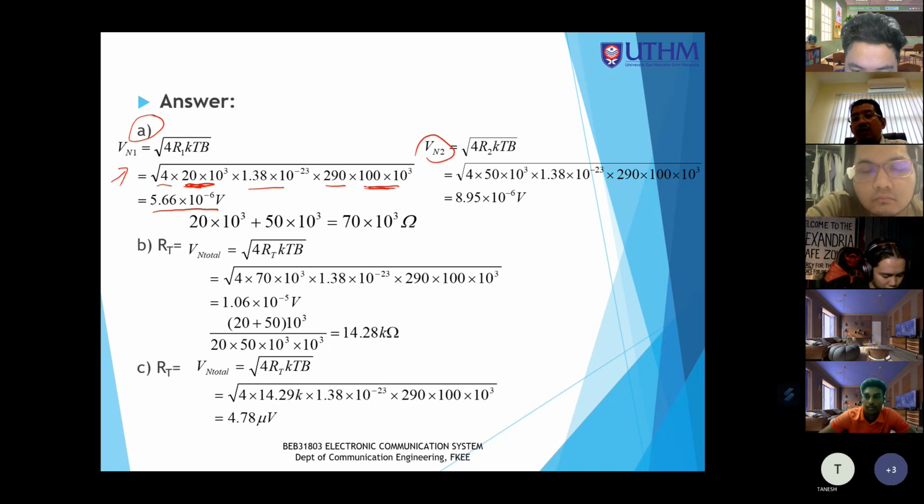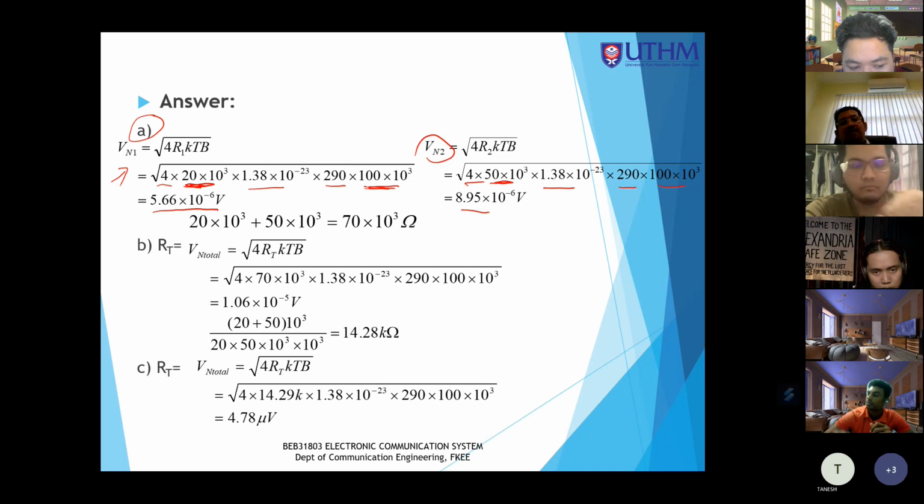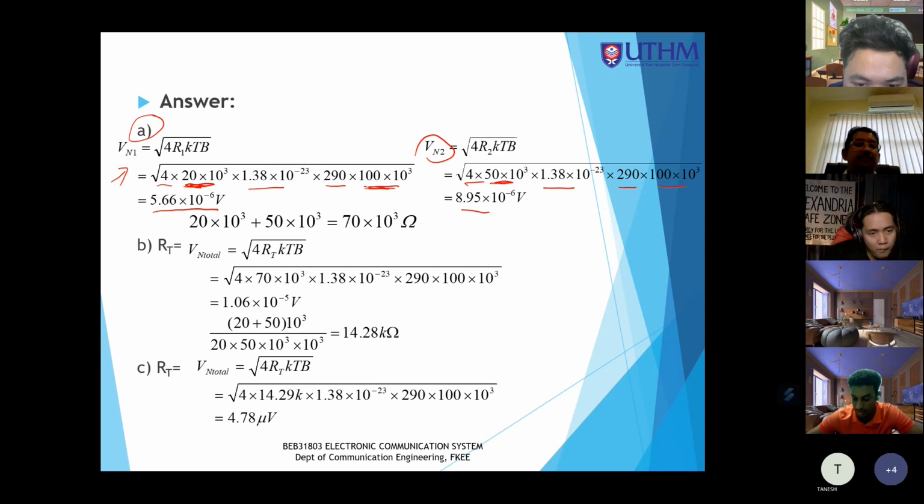Okay. And then what about the noise voltage due to the second resistor, which is VN2? So VN2 is equal to square root of 4R2KTB. Okay, noise disebabkan oleh resistor yang kedua tadi, iaitu 50 kilo ohm. So square root of 4 times R, 50 kilo ohm, multiplied with Boltzmann constant, multiplied with room temperature, multiplied with the bandwidth. So we get 8.95 microvolt. Okay, so that's the first question.